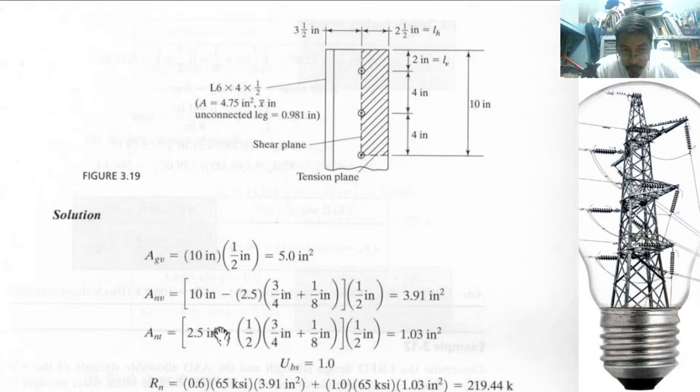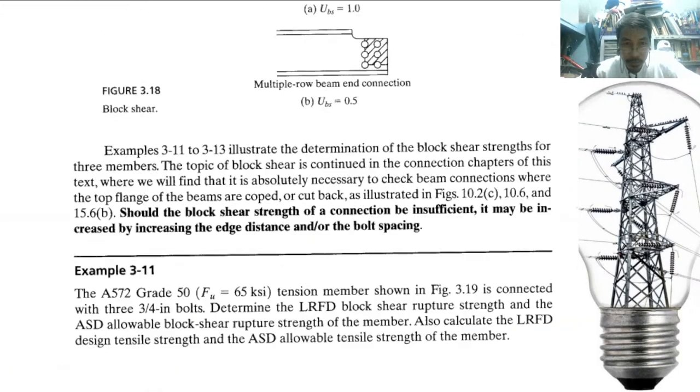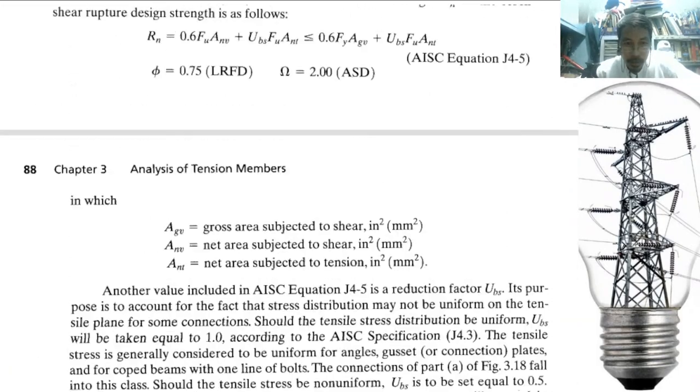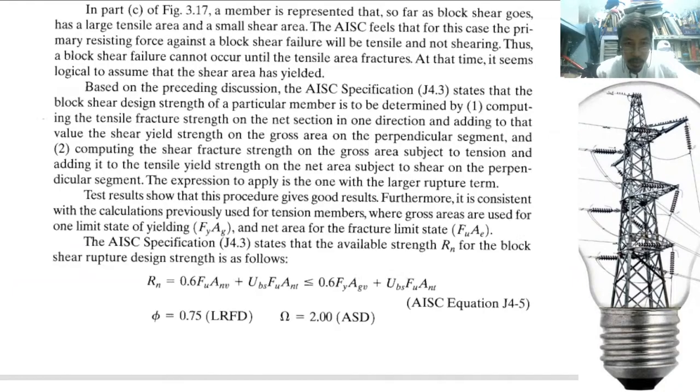Minus 1/2, because you have a 1/2 bolt hole, because the center line is on the 1/2 diameter. Then the bolt hole times the thickness, we have the area, so the net area. And because of that, UBS. What is UBS? If you can get back, we do not have UBS here.